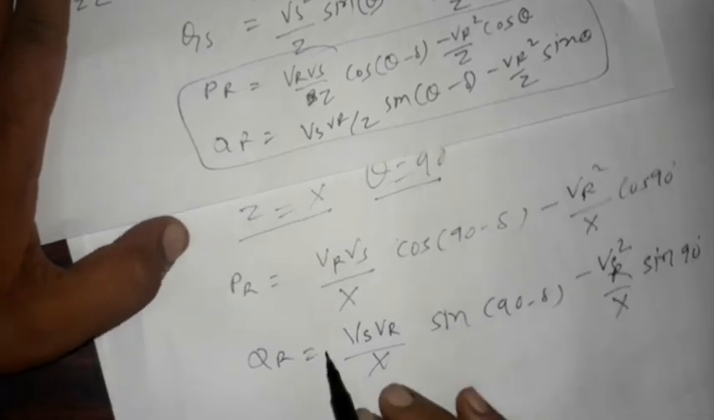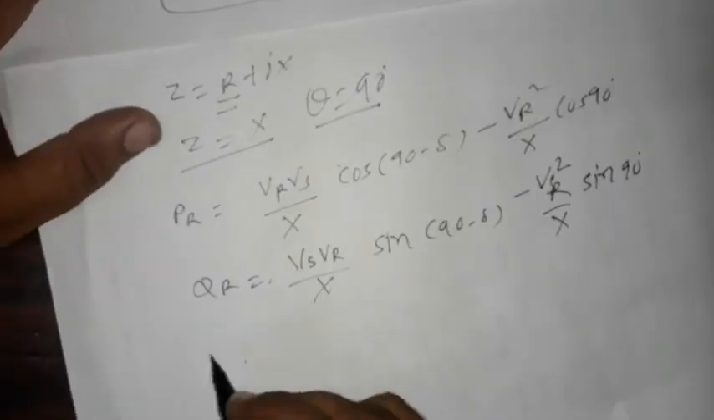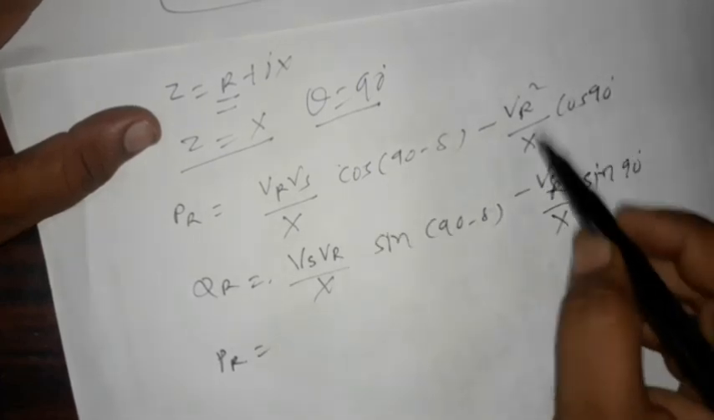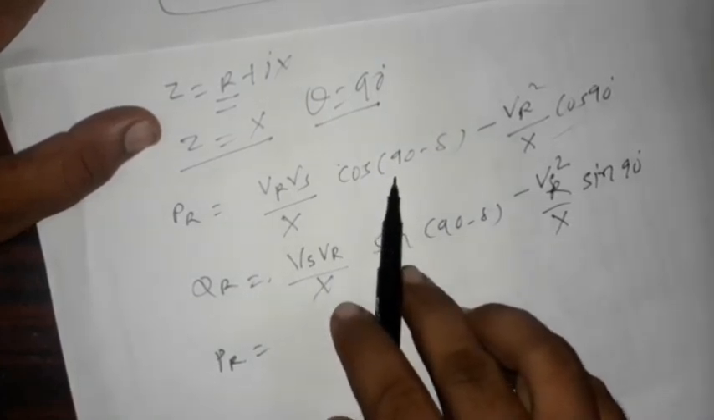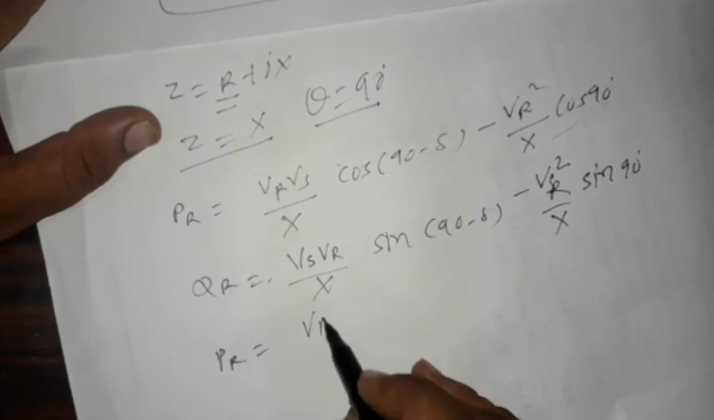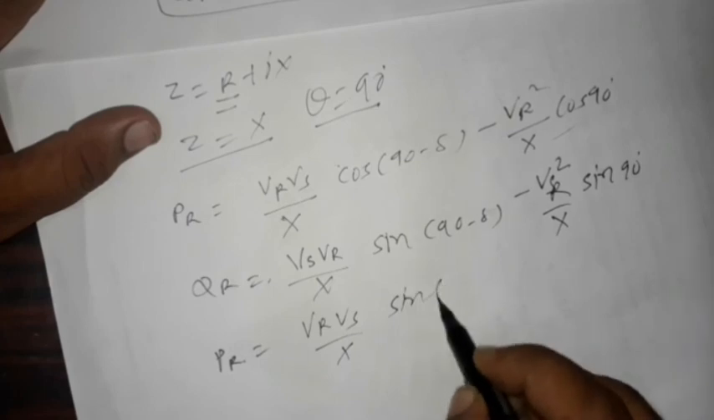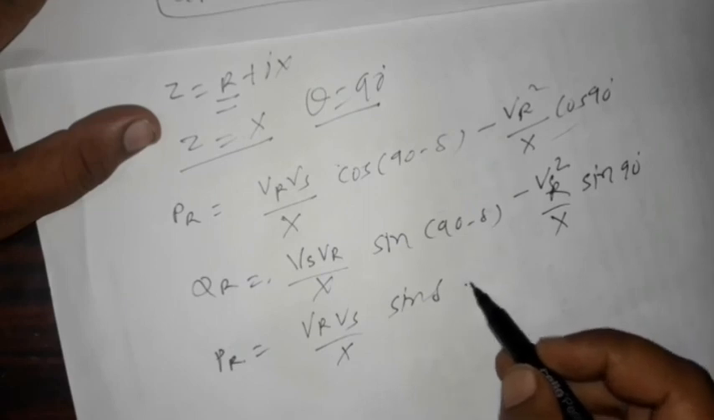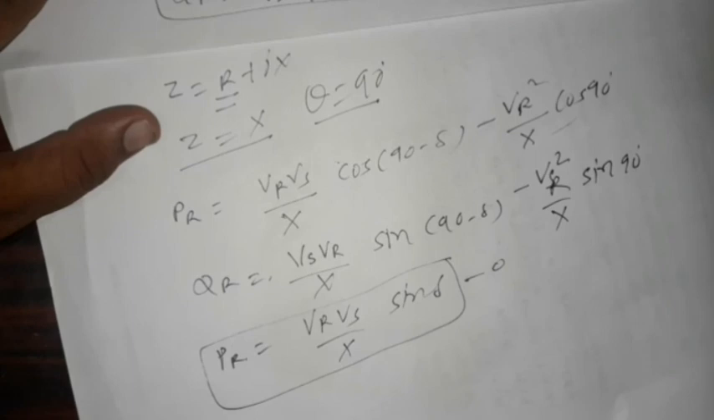So we get PR is equal to... here cos 90 is equal to 0. So cos 90 minus delta we convert into sine delta. So we write Vr into Vs by X, cos 90 minus delta becomes sine delta, minus Vr square by X cos 90, which is 0. So our equation of PR is Vr into Vs by X sine delta.